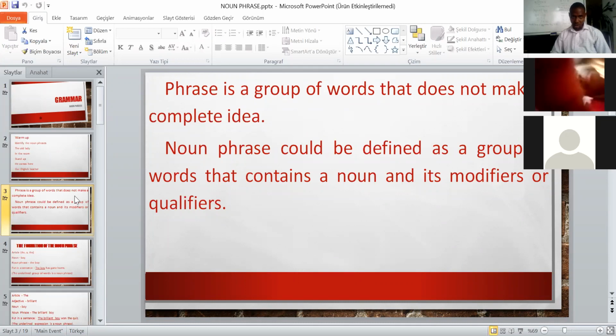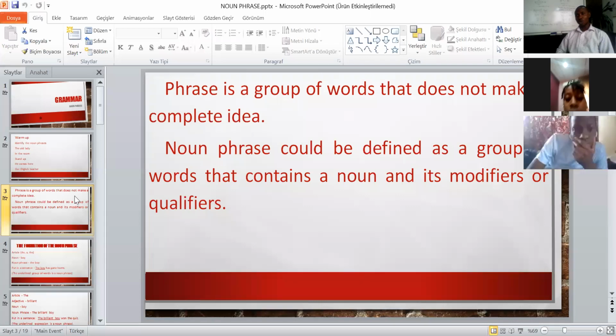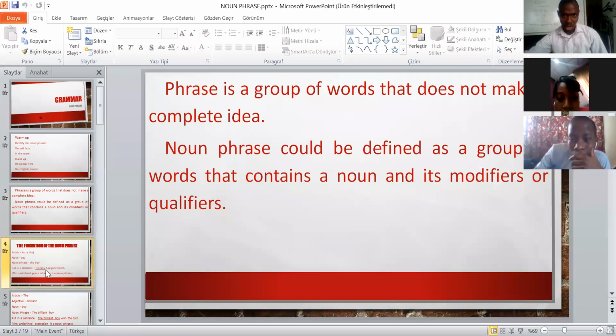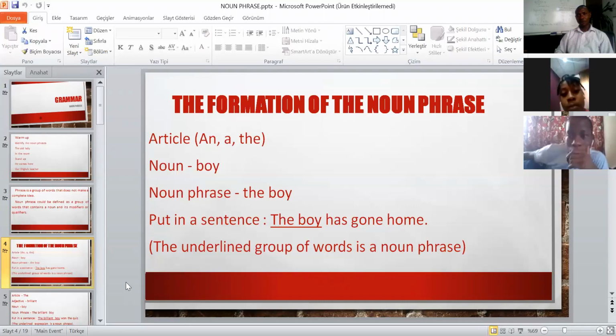Phrase, as we can see here, is a group of words that does not make a complete idea. A noun phrase could be defined as a group of words that contains a noun and its modifiers or qualifiers. When we say modifiers or qualifiers, we're referring to some words or determiners that come before the noun, which will automatically give us a noun phrase. Now, let's check the formation of a noun phrase, how a noun phrase can be formed.